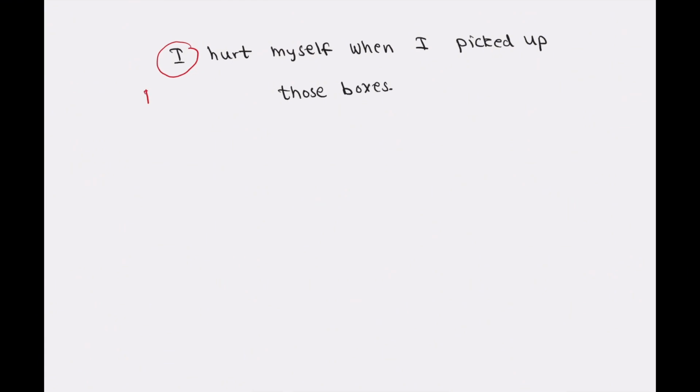Can you write a sentence using at least 3 types of pronouns? I'll give you an example. I hurt myself when I picked up those boxes. I, a personal pronoun. Myself, reflexive. Those, demonstrative.